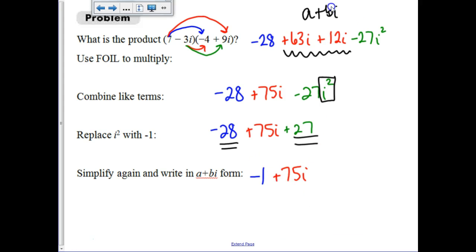Is that now in this complex form, a plus bi? It is. Can you tell me what your real part is? Which one of these is the real part? Negative 1. Which one is the complex or imaginary part? 75i. Good, good, good.